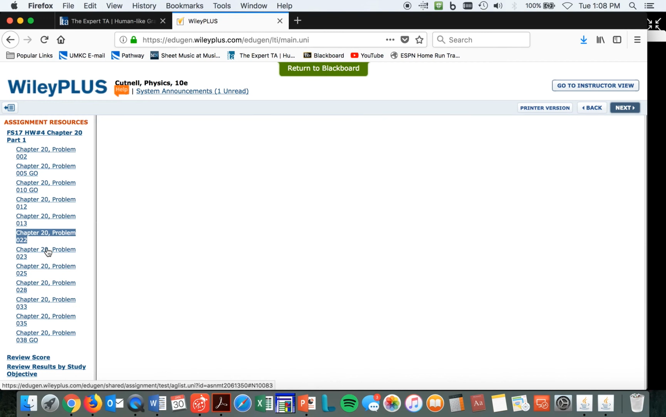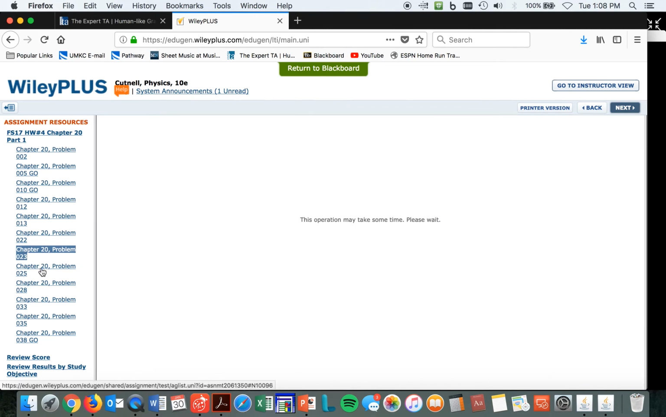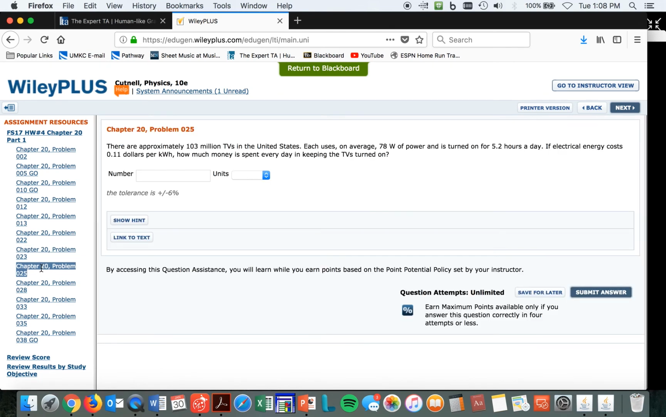Piece of cake. 23 is easy. 38 is about the heating element. The iron is plugged in. There you go. How much power? I mean, these are just straightforward, using P equals IV, P equals I squared times R, P equals V squared over R.